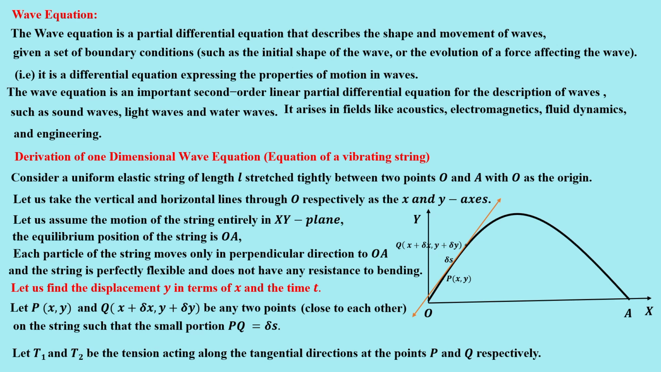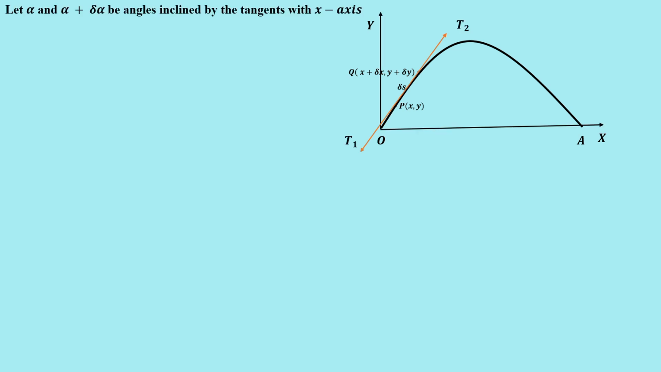Let T1 and T2 be the tension acting along the tangential direction at the points P and Q. So at P, T1 is the tension, and T2 is the tension at Q. Now alpha and alpha plus delta alpha be the angles inclined by the tangent lines at P and Q respectively. So here at P the angle is alpha, at Q the angle is alpha plus delta alpha. So this is x, this is x plus delta x, right?